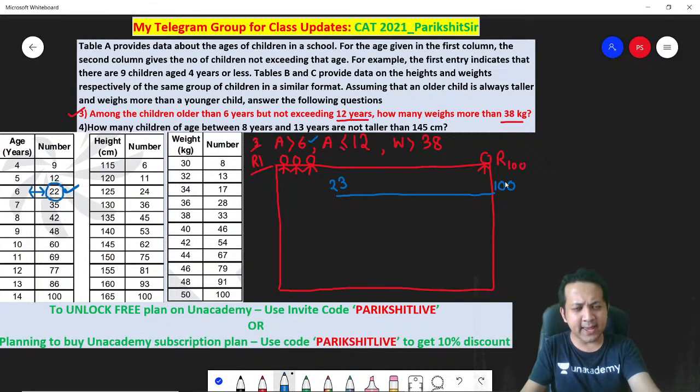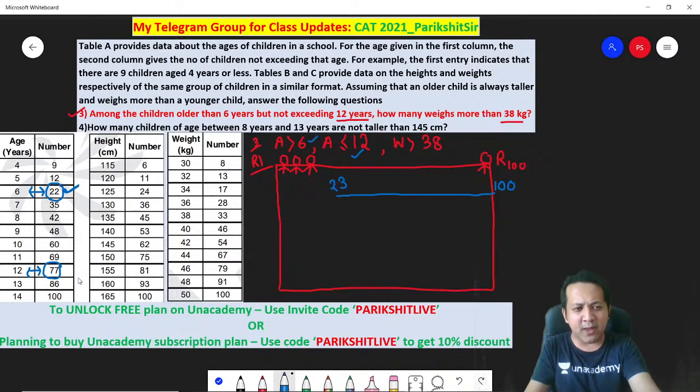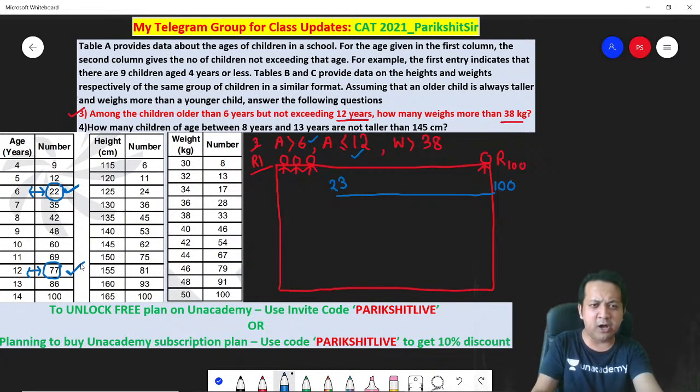Followed? Next. Age is less than or equal to 12. Please have a look. Can you see? You have the number here. Less than or equal to 12 is this number. Is this number 77? Correct? So how many children have age less than or equal to 12? 77 children. So let's say roll number 1 to roll number 77, a total of 77 children.